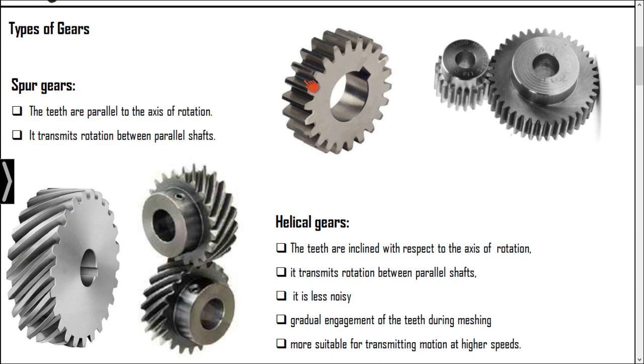Compared to the spur gear, where one tooth gets meshed with the other all of a sudden, that is not the case in a helical gear. Gradual engagement takes place. Because of that, the noise is less, and also it can transmit more power compared to the spur gear, and it can be used for higher speed applications.